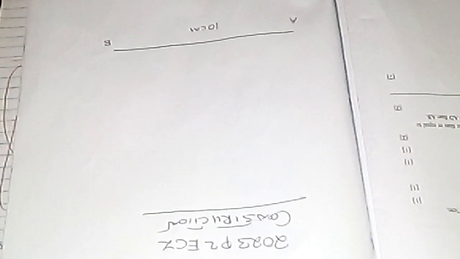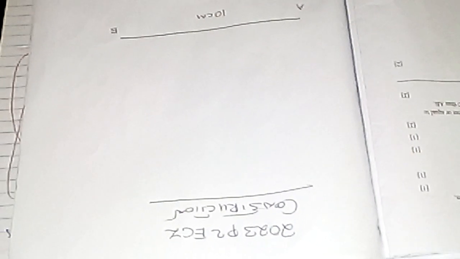Okay, so this is a 2023 question on construction. So please could you copy the question to see how we go about it. Okay, let's now get into solving. First and foremost, we're taught to say AB is 10 centimeters. So we've drawn the line AB here as 10 centimeters.